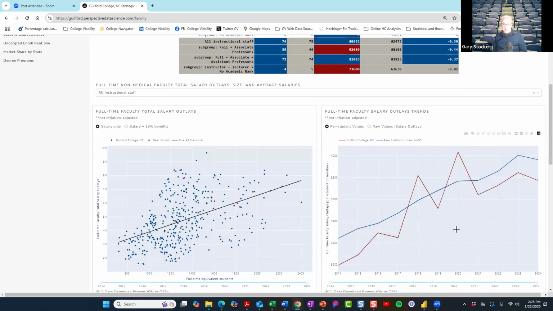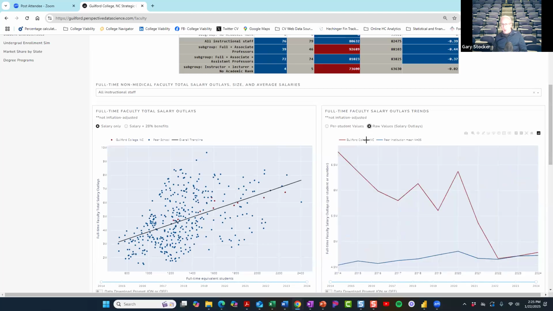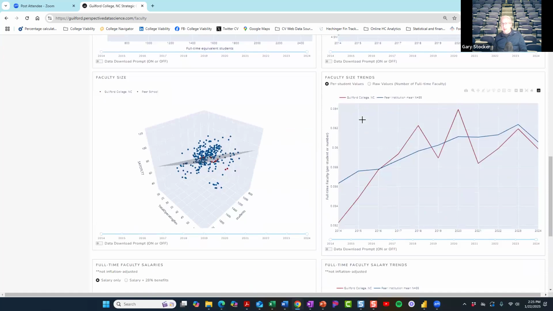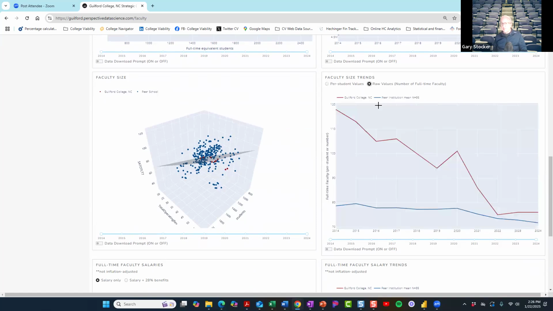Let's take a look at the trends, similar to what we saw with non-faculty, non-academic, full-time staff. We can look at the per student values. We can look at the raw values, same trend we saw before. And we can also go down and look at that same per student value for faculty size trends. There's per student, again, bouncing over the years reported, and again, a dramatic drop over the time frame included.